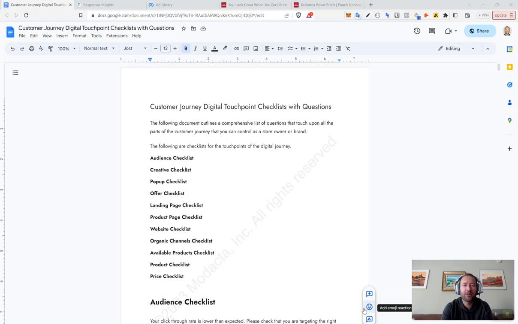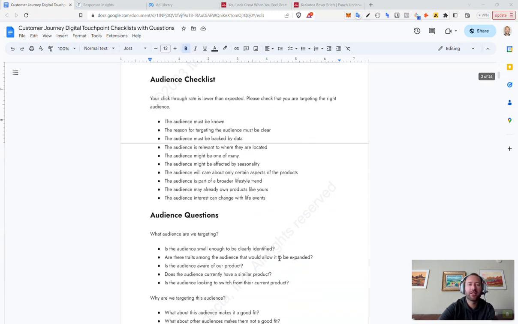Okay, first up on our digital touchpoint checklists is our audience checklist. So right here, your audience is about who you're targeting. Usually this is a factor of who you're targeting via ads. It's also a factor of who you're talking to via paid. It's also a factor of who you're talking to when you hit a website. So it's kind of a combination of all these different parts.